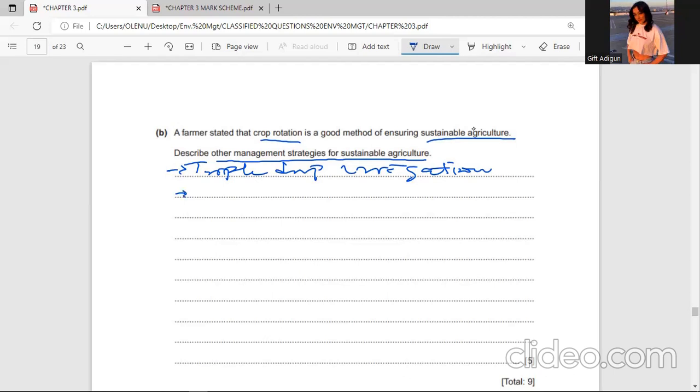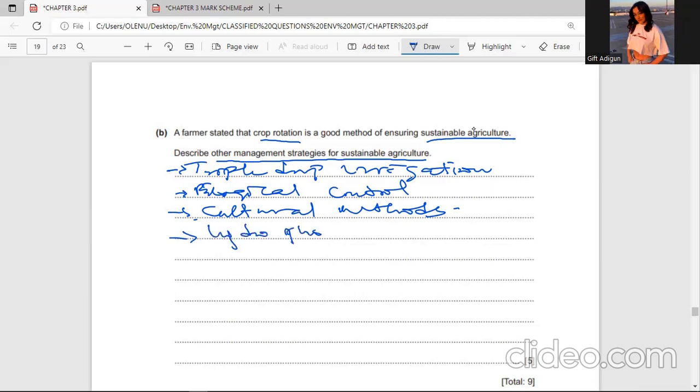Another method is, instead of using pesticide, because they also affect the environment and it's not sustainable, you can use biological control method. Biological control method will help. And you can also use cultural method, where you use your hand to remove the weeds. Cultural methods will also help in making agriculture sustainable. Another way, you can cultivate using hydroponic method of cultivation, where you cultivate plants in water, in the absence of soil. I think we looked at that also. That can also be encouraged.